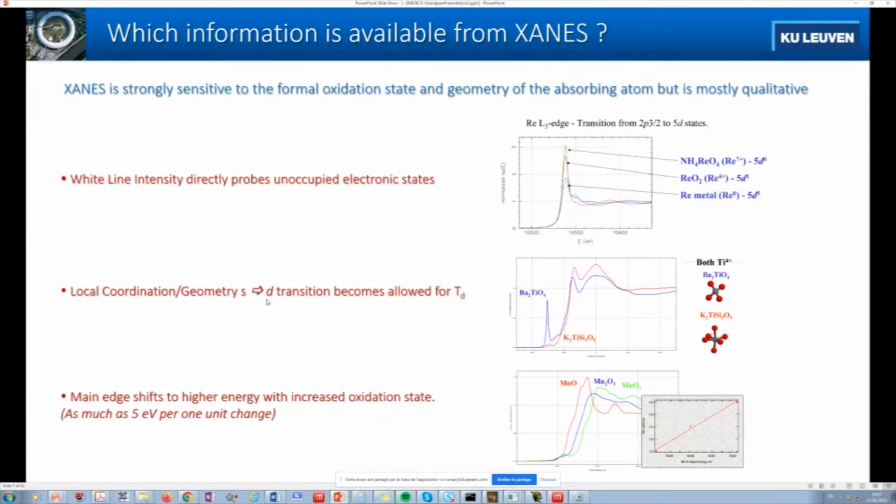Then, as I said, you can have some forbidden transition that becomes allowed because of the change of geometry. For instance, here it is becoming tetrahedral, and suddenly you have a pre-edge appearing. And the main characteristic is the position of the edge that gives you the oxidation state, which is pretty reliable. It increases with the oxidation state, except for silver, unfortunately.